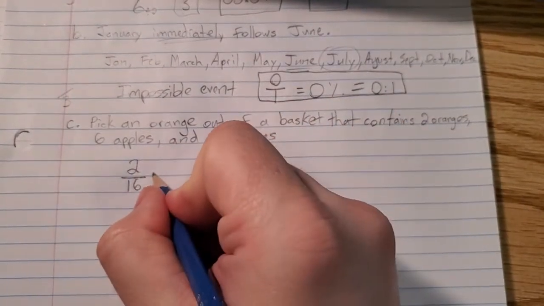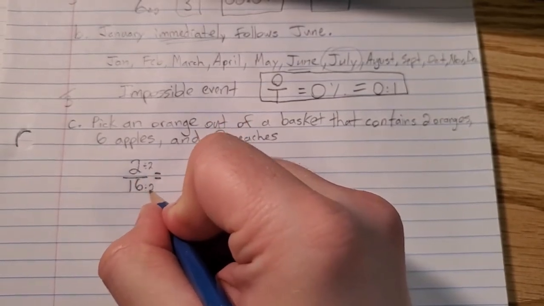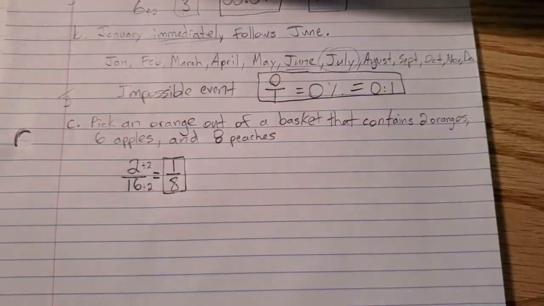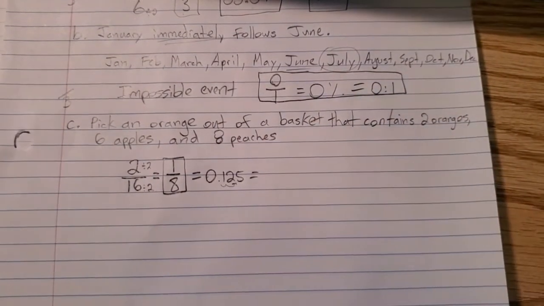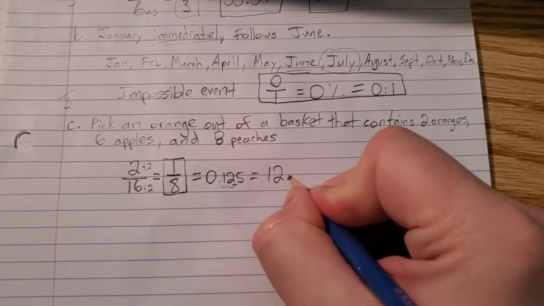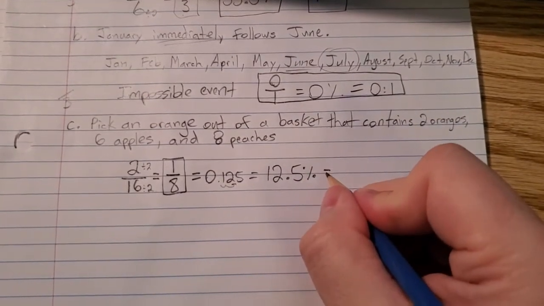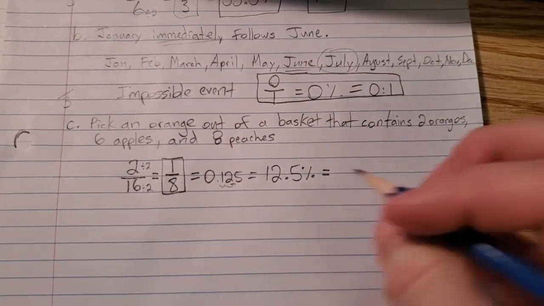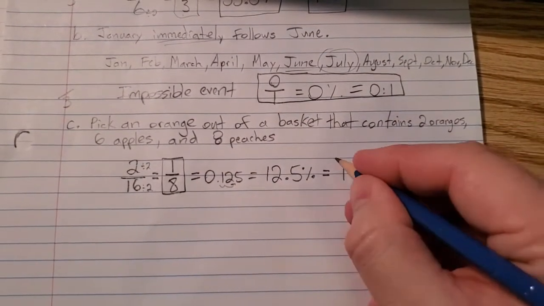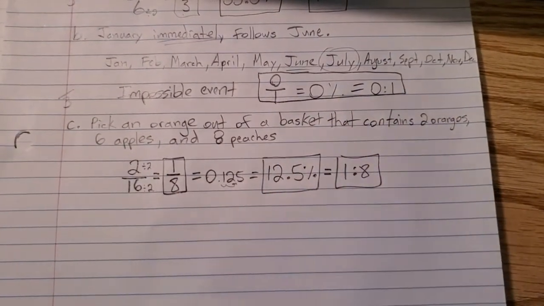Okay, but I always want simplified fractions. What's a simplified fraction? Well, 2 can divide by 2 and so can 16. So it would be 1 over 8. That's one answer I'm looking for. And 1/8 is the same thing as 0.125, and move the decimal over twice to make it a percent. It's 12.5 exactly percent. And that means our ratio would be a 1 to 8 ratio. So that's one answer I'm looking for, that's another answer I'm looking for, and that's the other one.